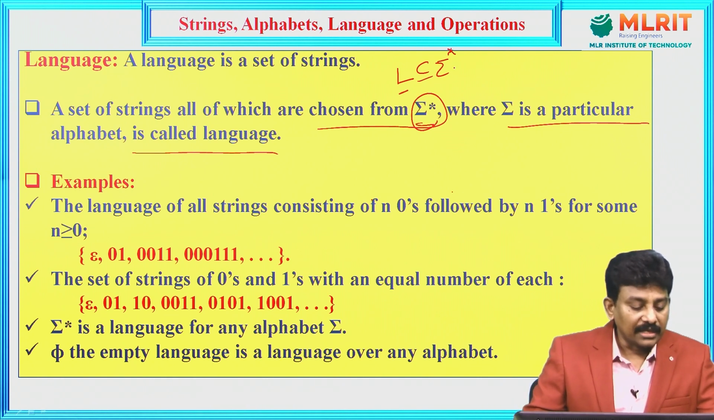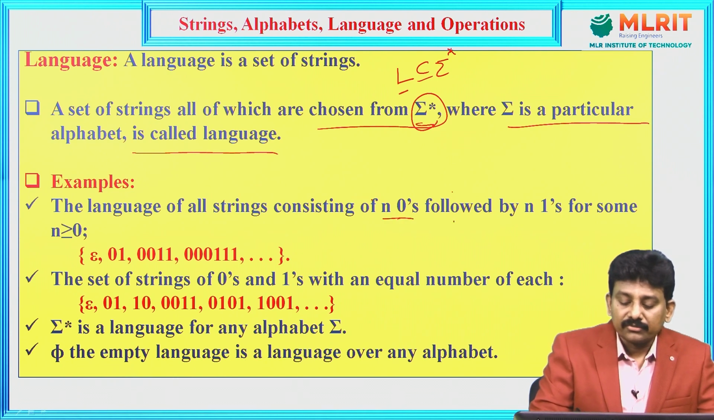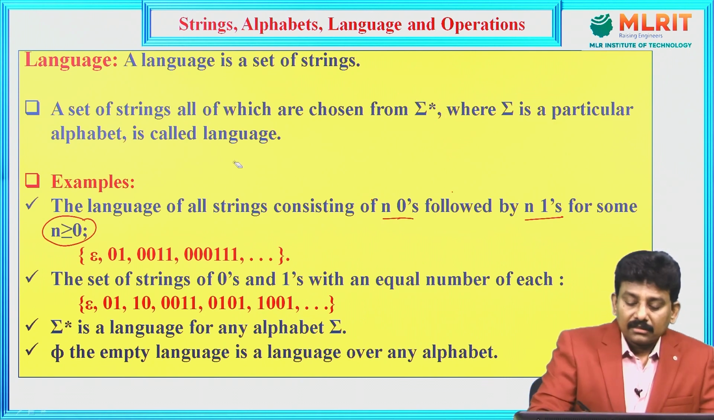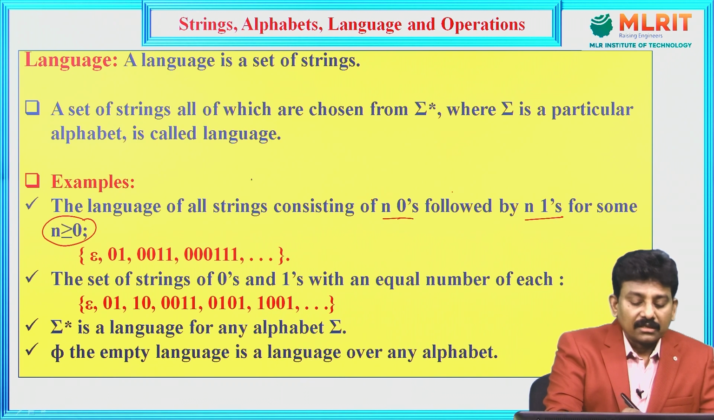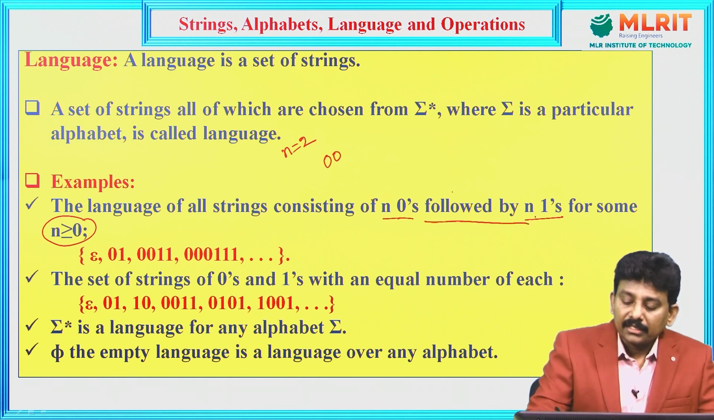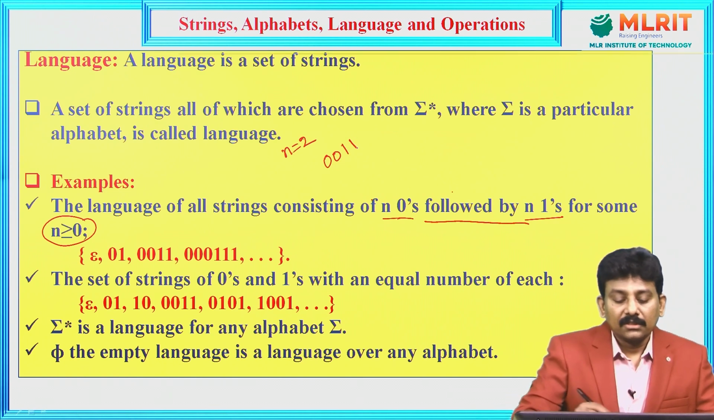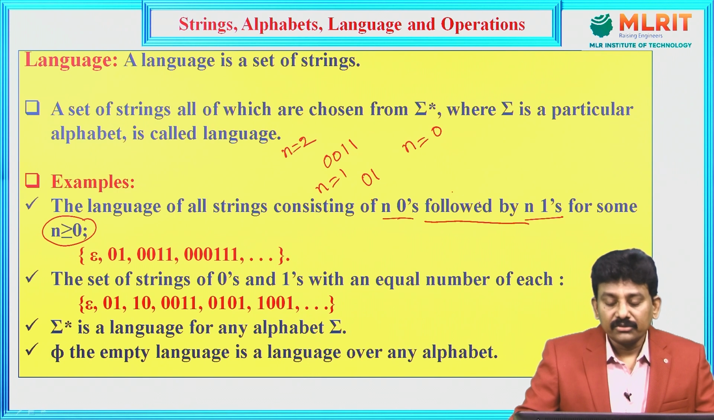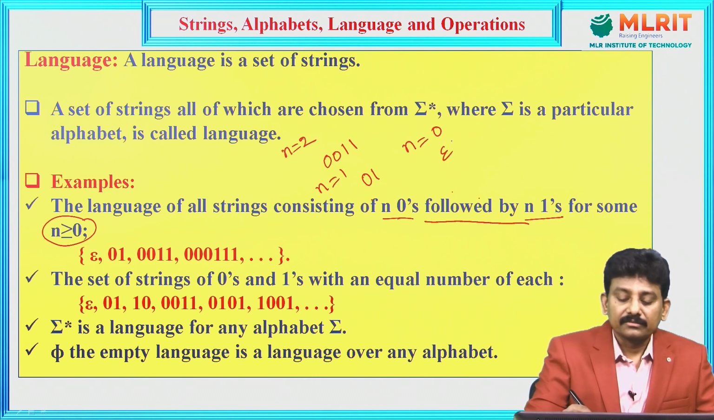For example, the language of all strings consisting of n zeros followed by n ones for some n greater than or equal to 0. Here n is greater than or equal to 0. For example, n equals 2 means 2 zeros followed by 2 ones, or if n equals 1, that is 01. If n equals 0, that is 0 zeros followed by 0 ones, that is epsilon. If n equals 4, that is 4 zeros followed by 4 ones.